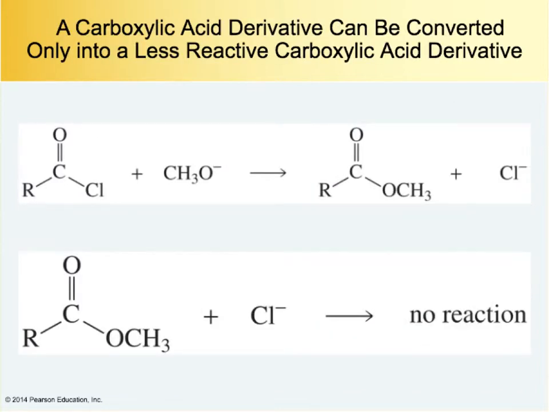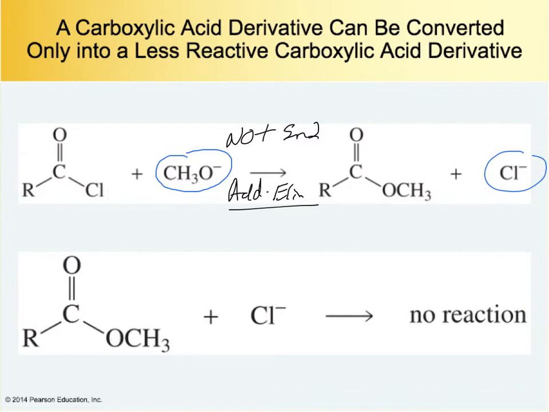Now this is just highlighting the mechanism I showed before, right? Now remember, this is not SN2. This is an addition-elimination mechanism, right? We can't do SN2s on sp2 hybridized carbons. But if you look at this, the big difference here is this versus this. Which one is more stable with a negative charge? The chlorine is, so this reaction will go forward.